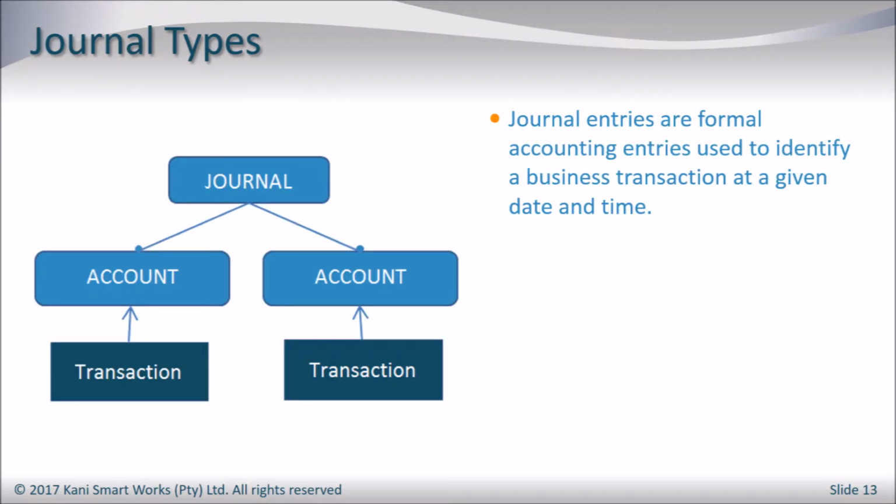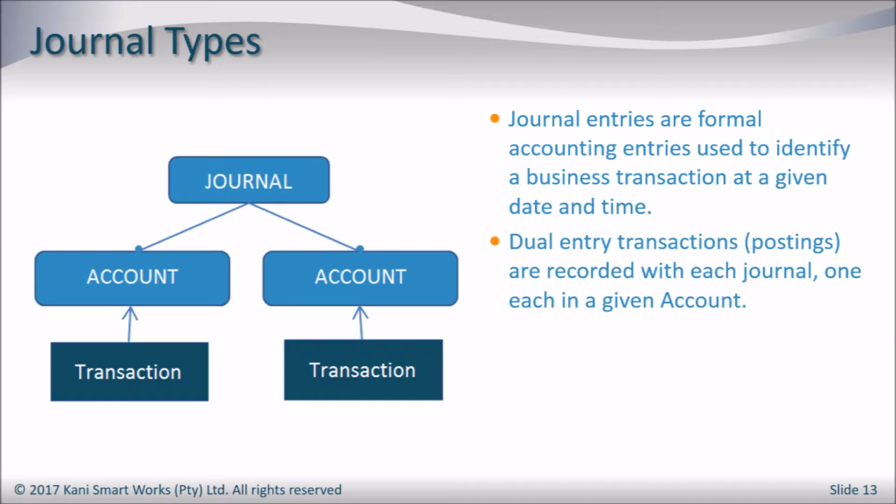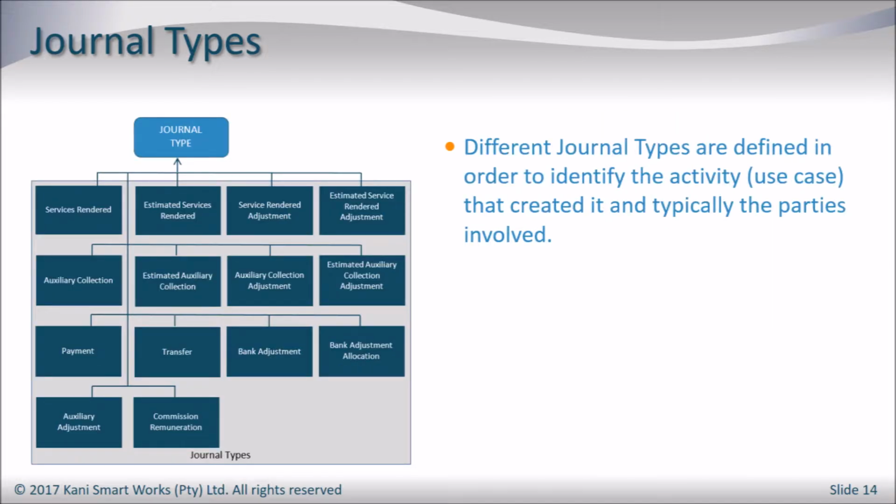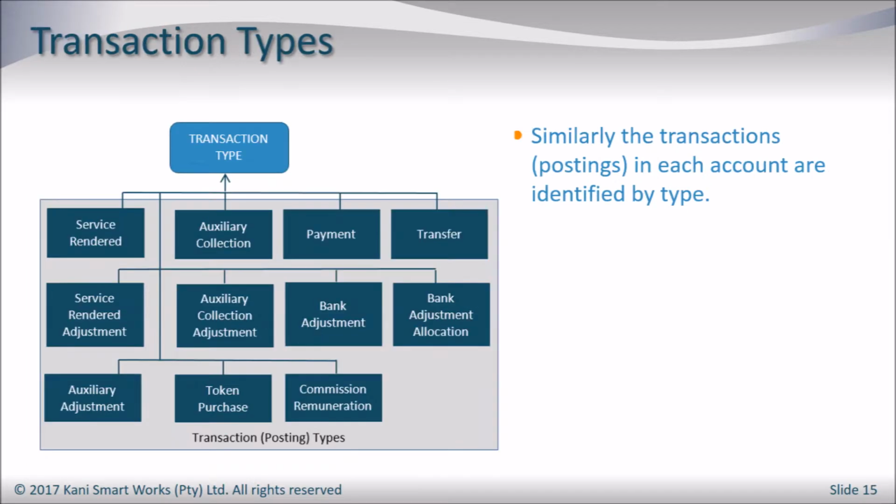Journal types. SmartWorks uses journal entries to link the two transactions. Journal entries are formal accounting entries used to identify a business transaction at a given date and time. So the dual entry transactions, the postings, are recorded with each journal, one in the given account. A journal is given a unique reference number. There are a number of different journal types, each of them used to identify a particular activity or use case that created it, and typically the parties involved. We'll be covering each one of these in due course.